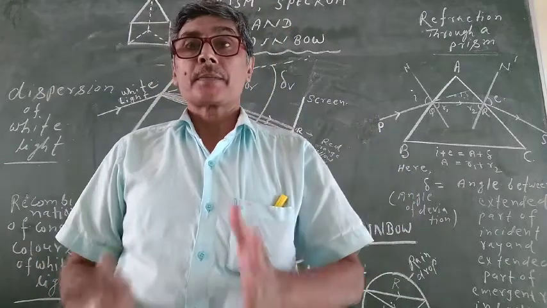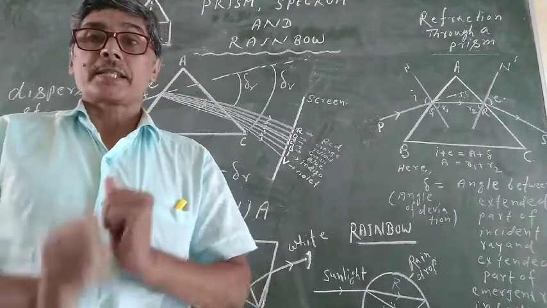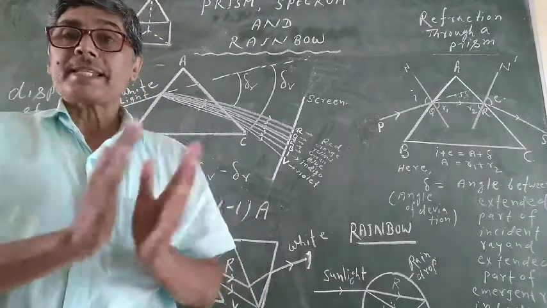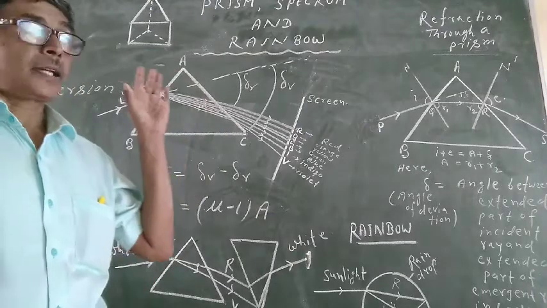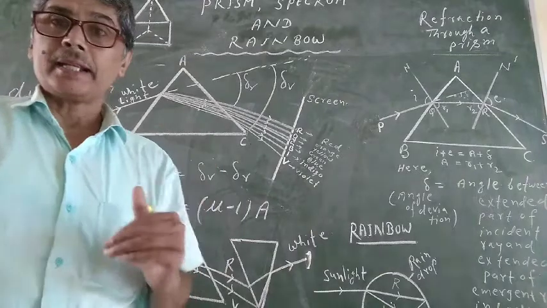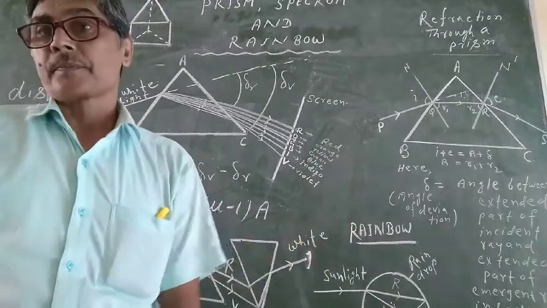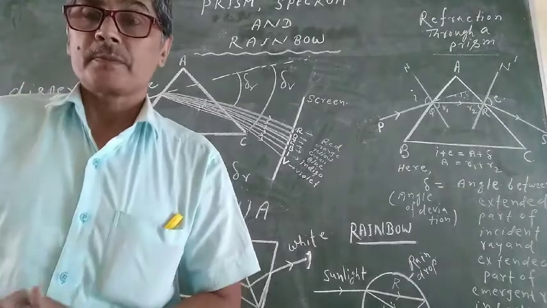Hello students, in this video lecture, I am going to discuss the basic concepts of prism, spectrum, dispersion of light and rainbow. First of all, we will discuss the prism.